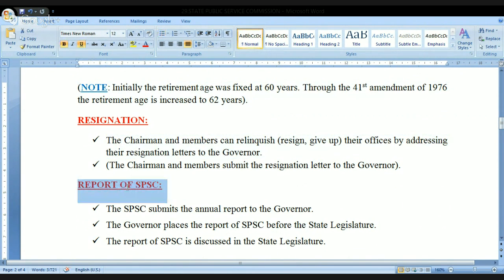Report of the State Public Service Commission. Again, this is called the annual report. Whatever the examinations that are conducted by a public service commission in a state in a year, the report has to be submitted to the governor. If no examination is conducted in that year, even then they are supposed to submit the report to the governor mentioning that no examination has been conducted in the current year.